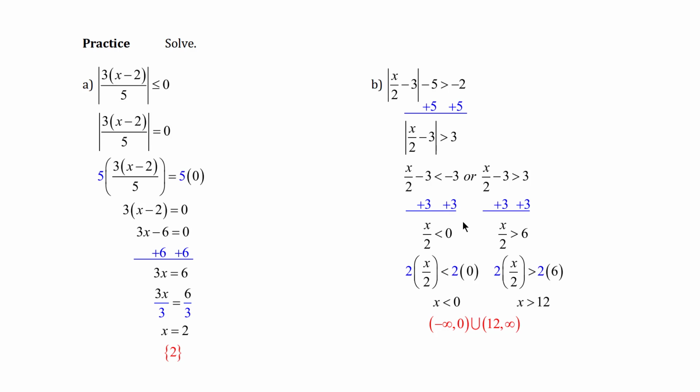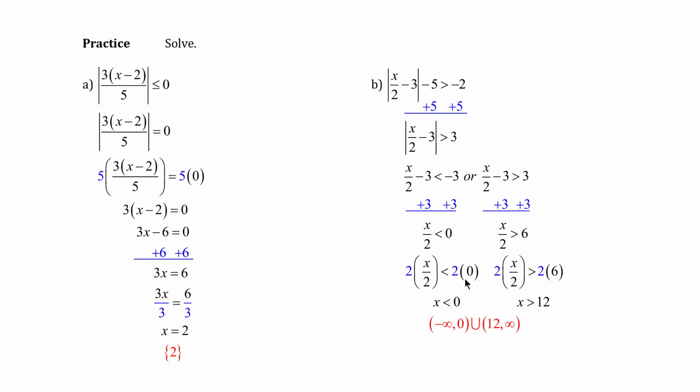On the right-hand side of the first inequality, minus 3 plus 3 cancels out, and we get 0. For the second inequality, the 3 plus 3 will give us 6. The result of the first inequality is x over 2 less than 0, and the result of the second inequality is x over 2 greater than 6. The next step for both of the inequalities is getting rid of the 2 on the denominator, so we just multiply both sides of the inequalities by 2.